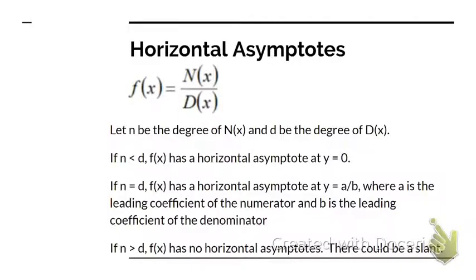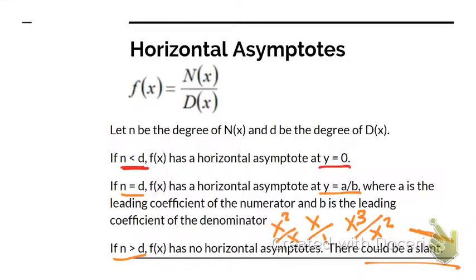Okay, so in summary, to find horizontal asymptotes, if the degree of the numerator is less than that of the denominator, so the bottom is bigger, you're going to have a horizontal asymptote at y equals 0. When the degrees are the same, you're going to look at the leading coefficients, and the horizontal asymptote will be at y equals a over b, the quotient of the leading coefficients. And if the degree of the numerator is bigger, f of x has no horizontal asymptote, but there could be a slant. Now I say could because a slant implies a line, and that's only going to be when the degree of the numerator is exactly 1 more than that of the denominator.